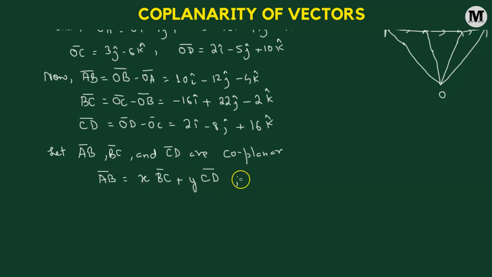Now what's x and y? X and y, these are 2 scalars. These are going to be some real valued scalars. Fine, they are scalars. Now let's substitute the value of AB, BC, and CD.